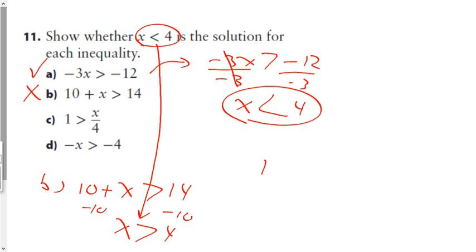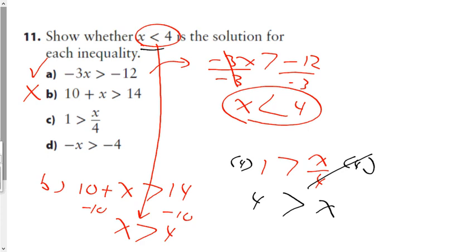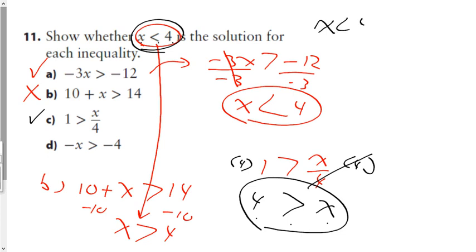For c, I'm going to multiply both sides by 4 to isolate. Here's a trick question. Is this and this the same thing? Well, let's read it here. How do I read this? X is less than 4. Let's read it backwards. How do I read this? X is less than 4. Is it the same thing? Yes, it is. So there, ladies and gentlemen, is a great test question. Is x is less than 4 the same thing as 4 is greater than x? Are those the same thing? Yes. Wonderful question.